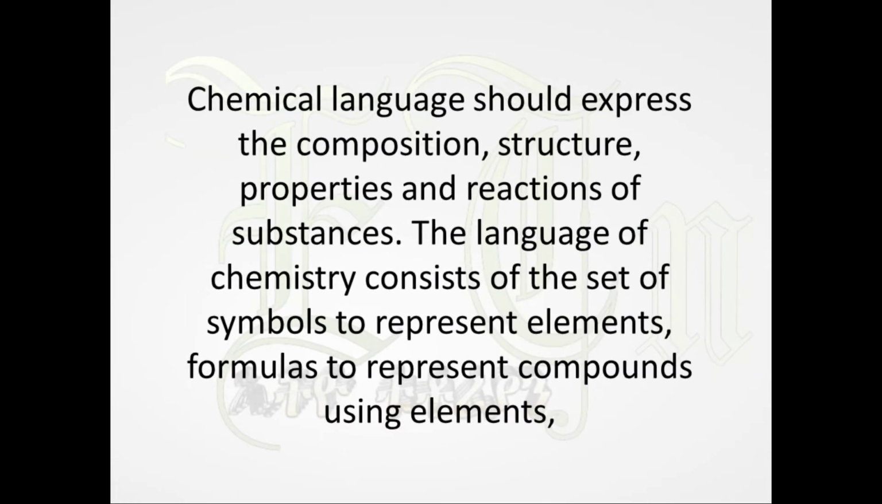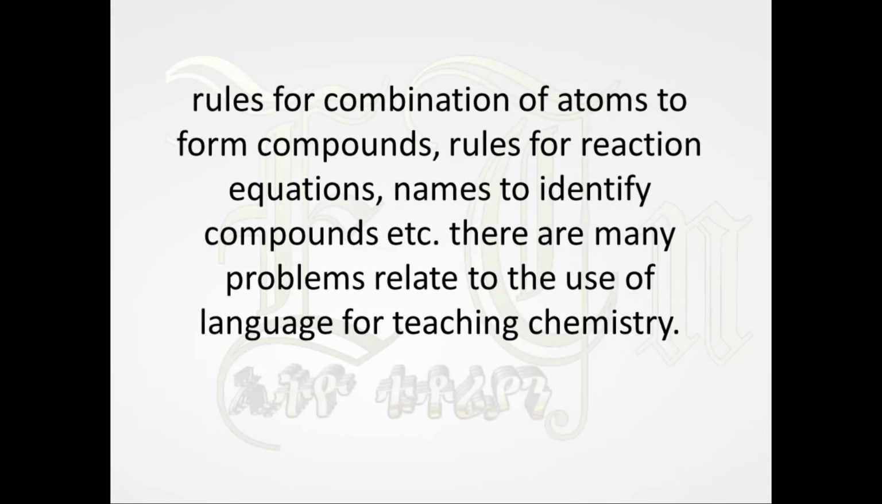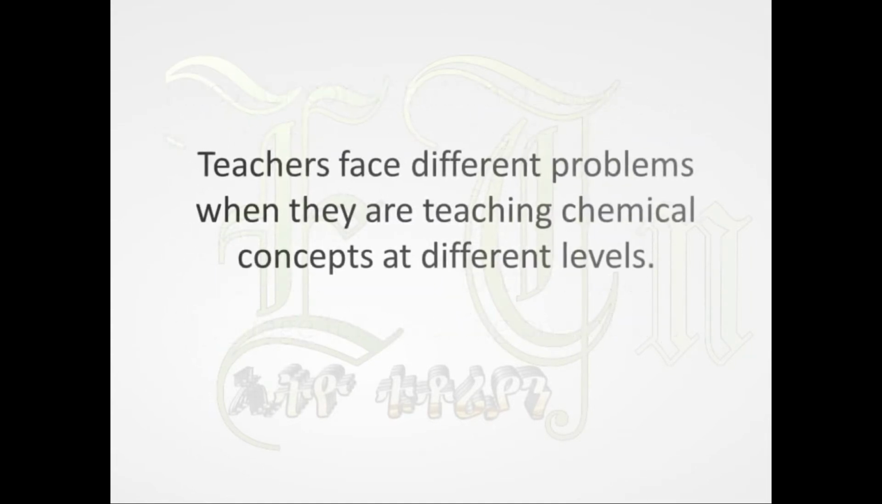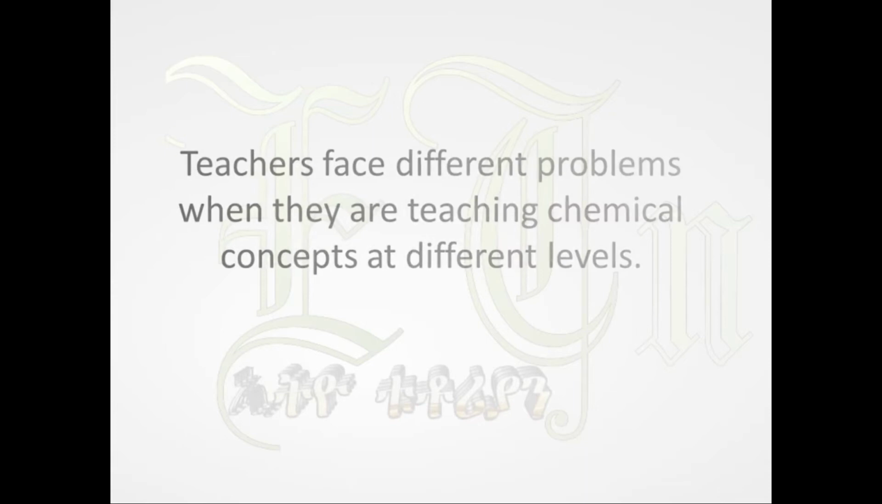Chemical language should express the composition, structure, properties, and reactions of substances. The language of chemistry consists of the set of symbols to represent elements, formulas to represent compounds using elements, rules for combination of atoms to form compounds, rules for reaction equations, names to identify compounds, etc. There are many problems related to the use of language for teaching chemistry. Teachers face different problems when they are teaching chemical concepts at different levels.